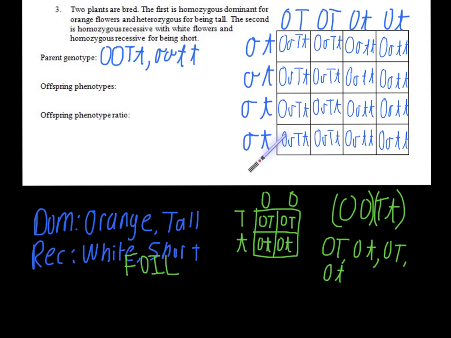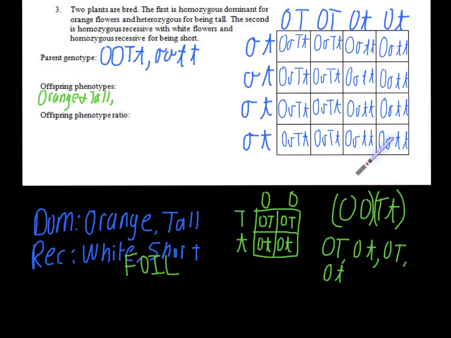So this one, if we just look at color, this would be orange and tall because the dominant allele for O and the dominant allele for T take over. So we'll write that in here. Orange plus tall as one of them. Now that happens to be the same as the ones in this column. These guys, though, are orange and short, and it actually ends up being the same in the last column.